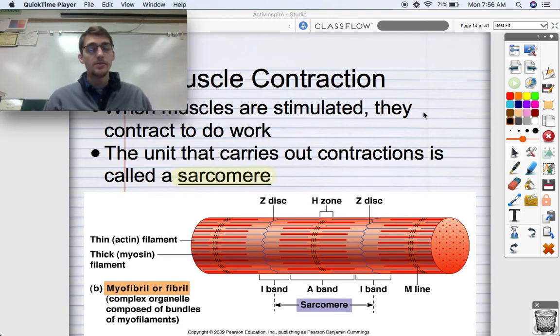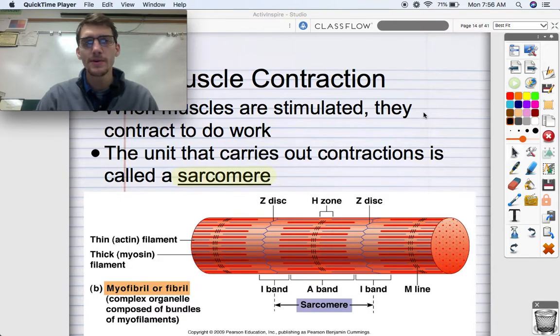Hi everybody, it's your human anatomy and physiology teacher, Mr. Poser. Today we are going to be discussing the really nitty-gritty components of how a muscle is able to contract. So we're going to be getting down to the molecular level and discussing how one muscle contracts.